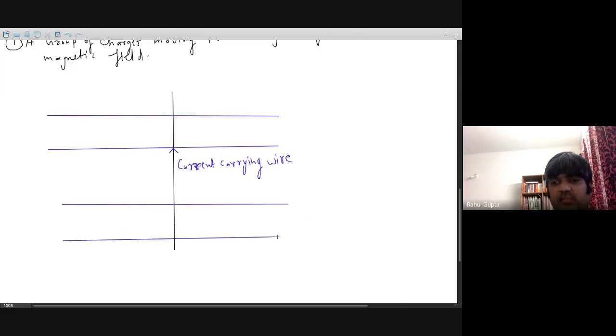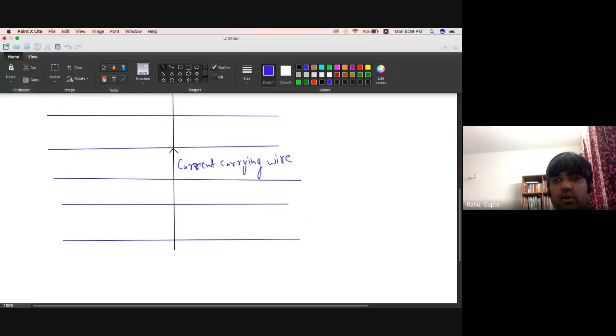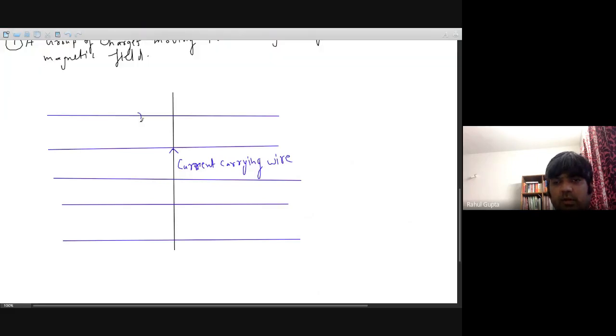So can you say that all the charges moving in this wire are perpendicular to the magnetic field? Can you say that or not? Rohan? Yeah, they are all perpendicular, right? And for one charge, the force on a single charge was QV cross B. Now, can I say the force on all these charges combined is equal to the total charge into V D cross B?